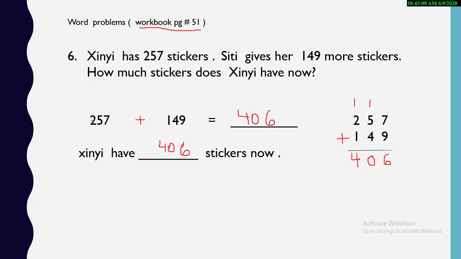So in this word problem you are just going to write down these numbers, and then you will do the working and the last statement. Yes, this is for today.